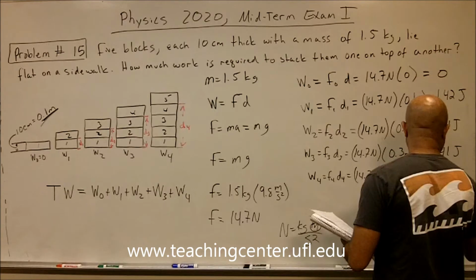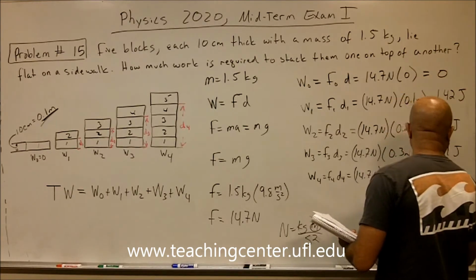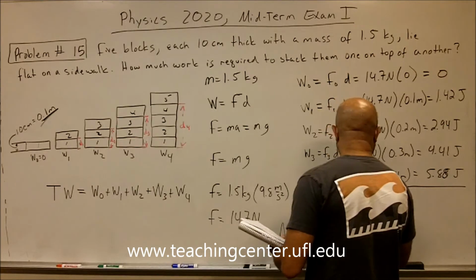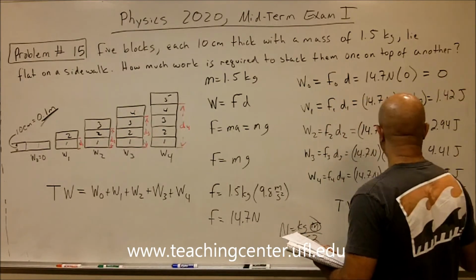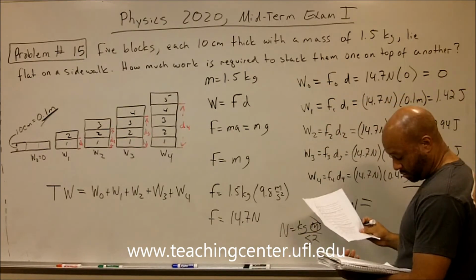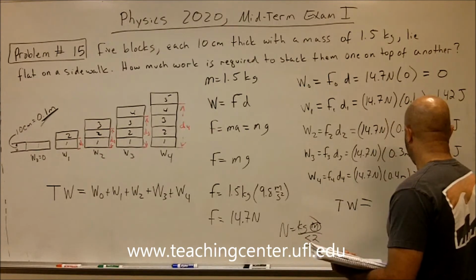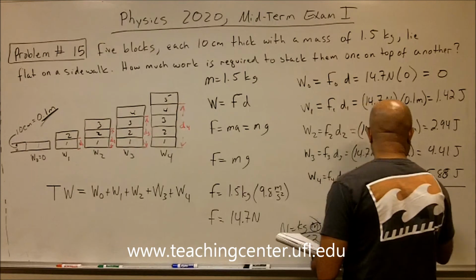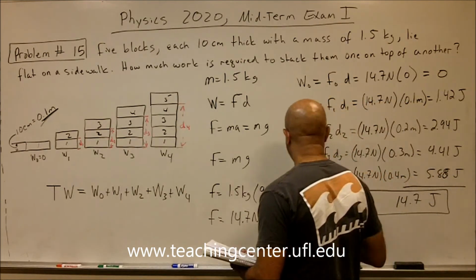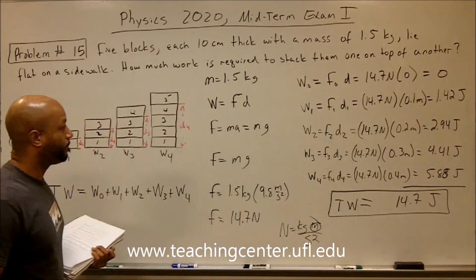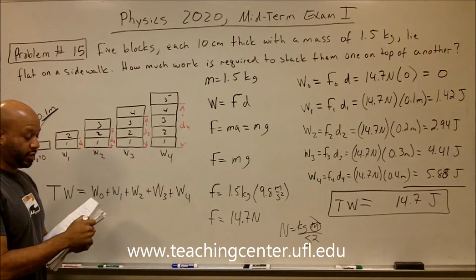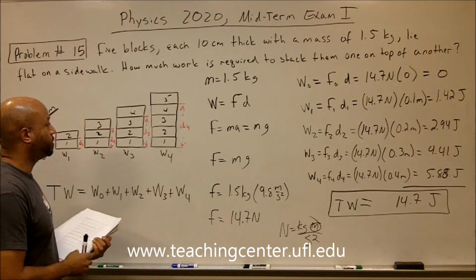Now, when you total all these up, the total work is just going to be the sum of all of these, and when you take the sum of all of those, you get 14.7 joules. And that is the answer to this problem.